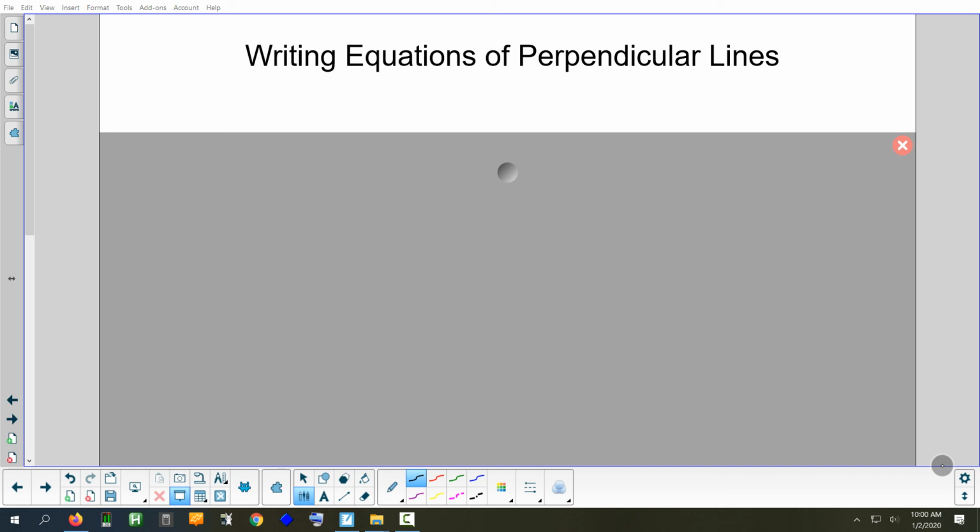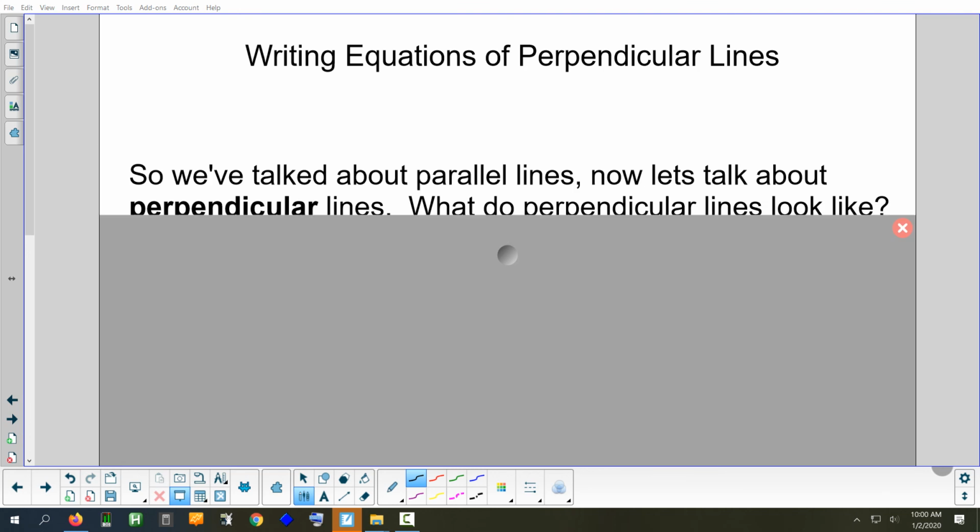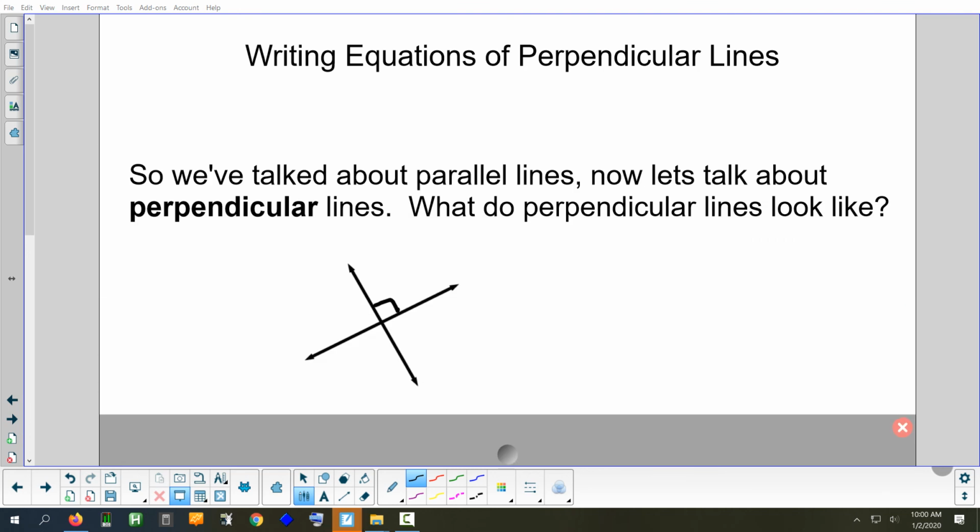All right, so we did a little bit of a review on parallel lines. Now we're going to look at what it means for lines to be perpendicular. So first thing, you don't have to draw that, but that's what perpendicular lines look like. Okay? Parallel lines look like this. They're two lines that never cross, like railroad tracks, right? Stay right next to each other.